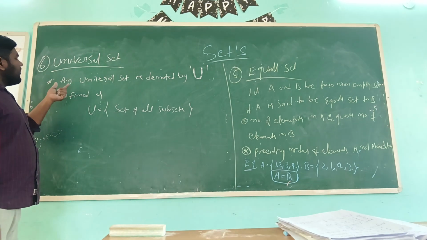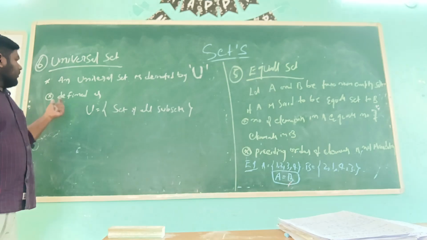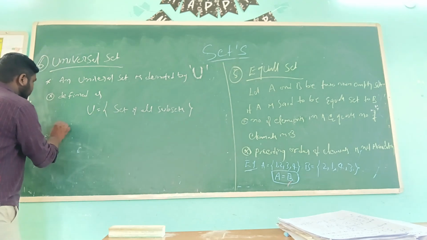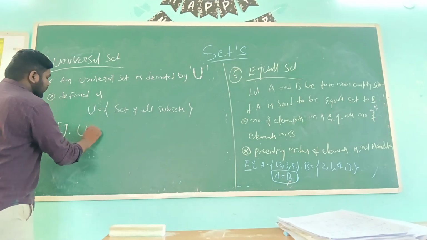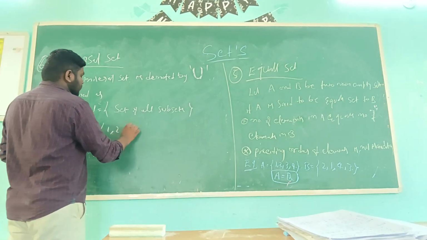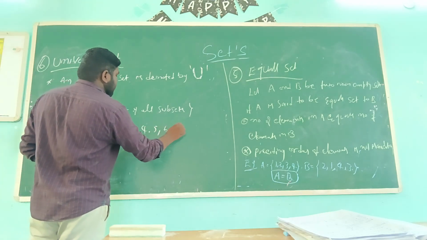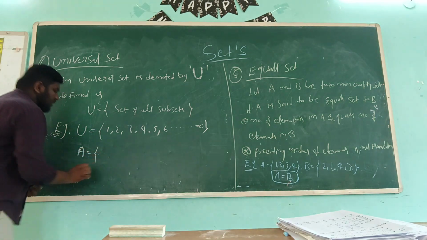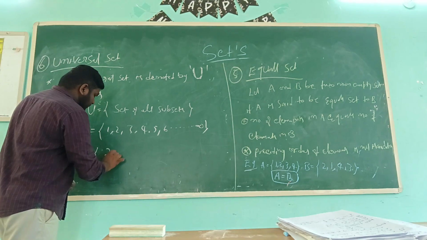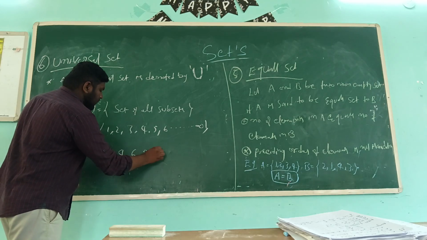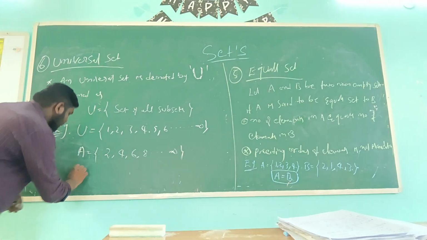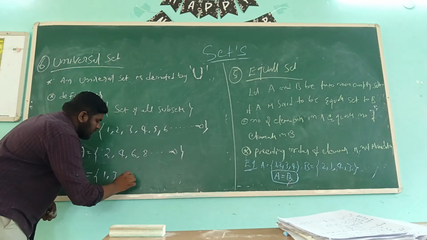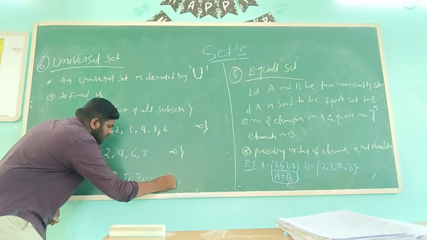Understood? The universal set is denoted by capital U, defined as the set of all subsets. For example, U is 1, 2, 3, 4, 5, 6 and so on to infinity. Now capital A, I am considering even numbers 2, 4, 6, 8, and so on to infinity. Capital B, I am taking the set of odd numbers, 3, 5, 7, and so on to infinity.